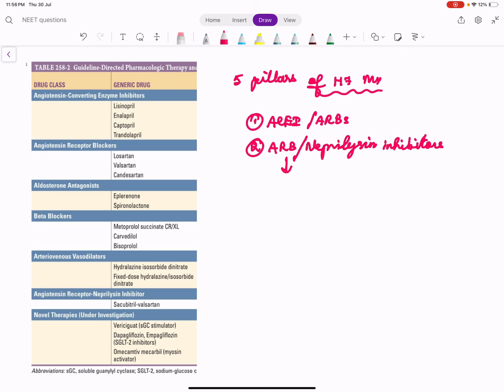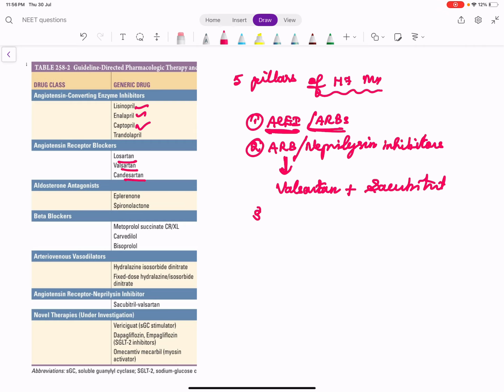So name some ACE inhibitors, anything which ends in pril: lisinopril, enalapril, captopril. ARBs is anything which ends in sartan: losartan, valsartan, candesartan, irbesartan. Now ARNI is an angiotensin receptor blocker plus neprilysin inhibitor. So it's valsartan plus the neprilysin inhibitor sacubitril.